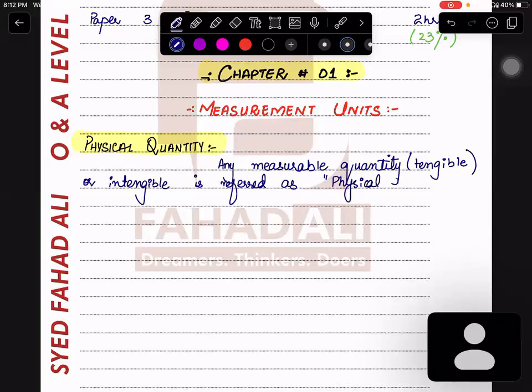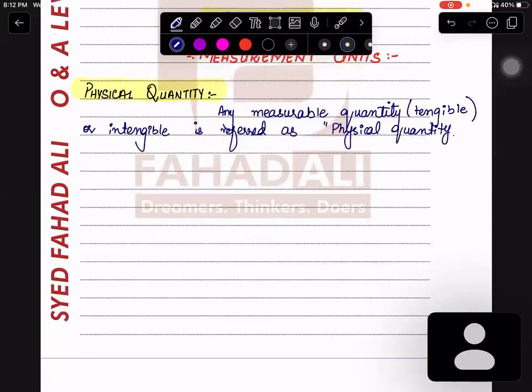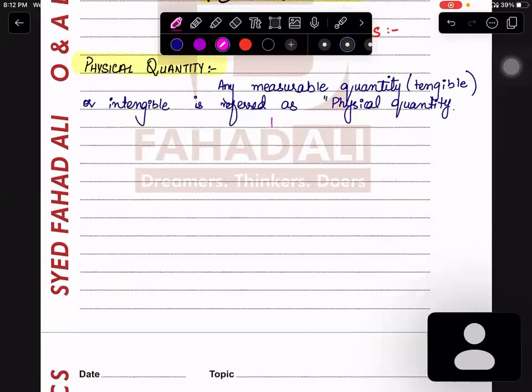Is this clear? Yes. Okay. Now, there are 4 types of physical quantities: scalar, vector, phasor, tensor. So phasor and tensor are not there in your syllabus. We won't be studying them. And you have studied scalar and vector in your O levels.